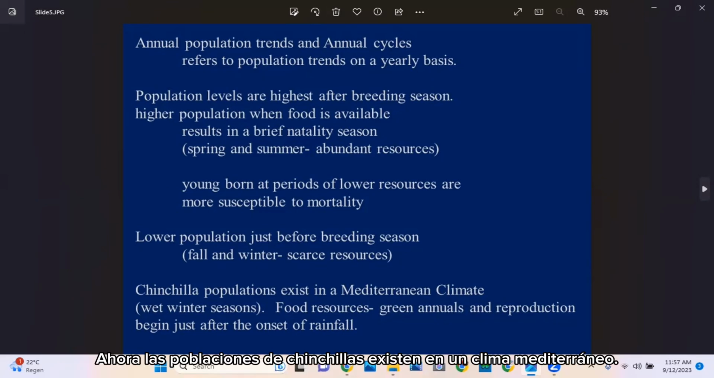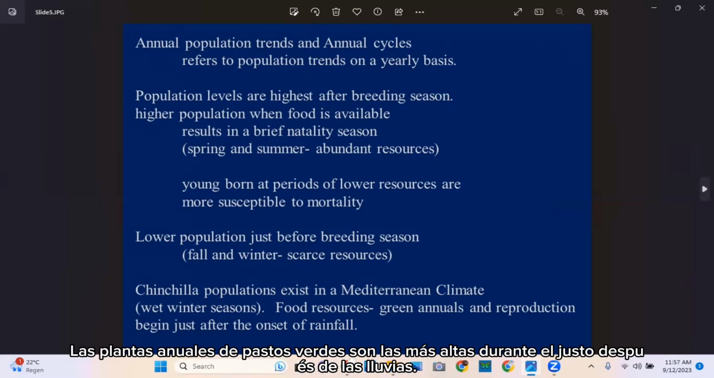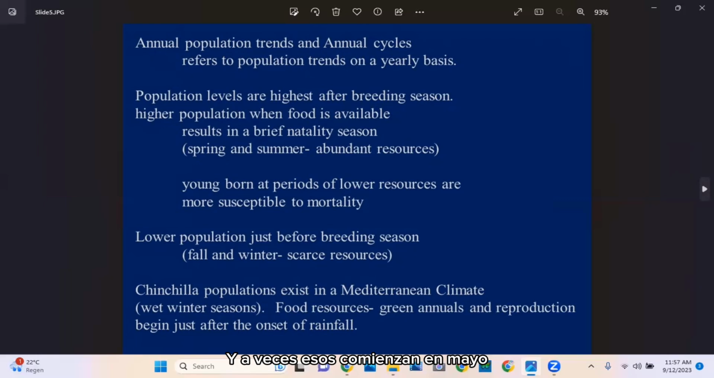Now, the chinchilla populations exist in a Mediterranean climate, the long-tailed chinchillas. The short-tailed chinchillas, you can even say in a desert a little bit further north. And these are the wet winter seasons. So food resources, green grasses, annuals, are the highest just after the rains. And sometimes those begin in May, and so we'll have green grass by June. And sometimes we won't have it for 4 or 5 years, depending on the drought.